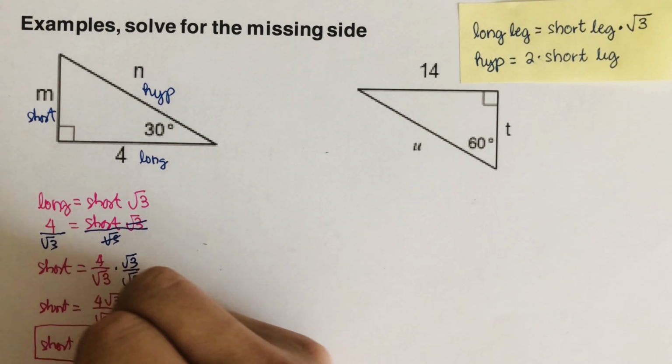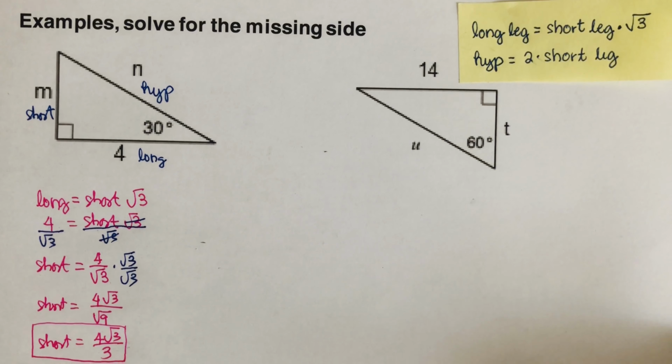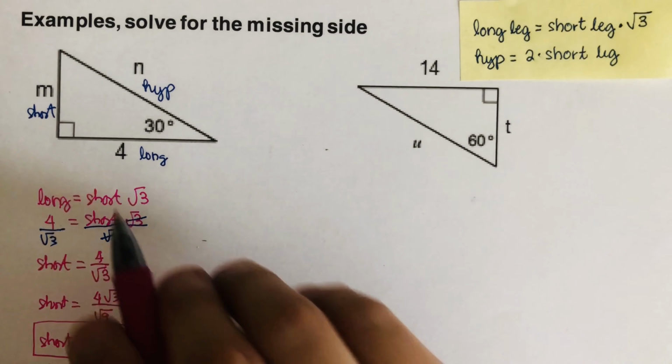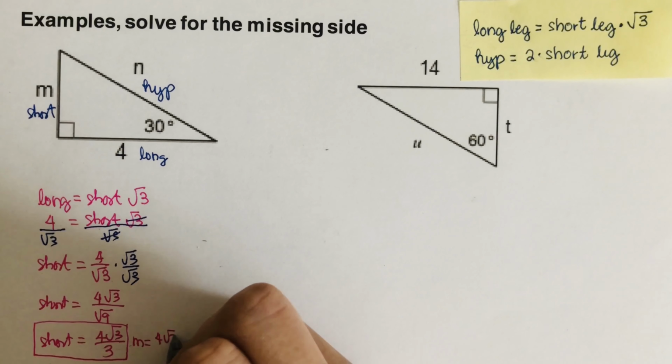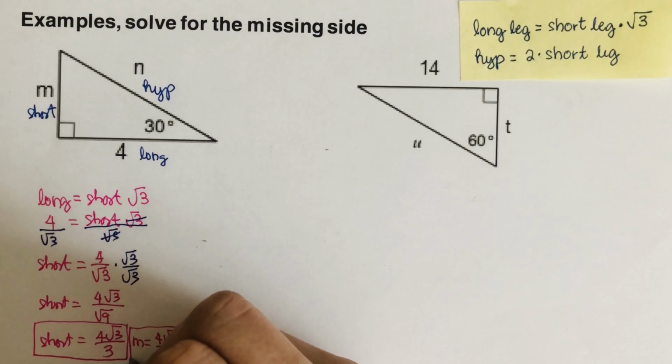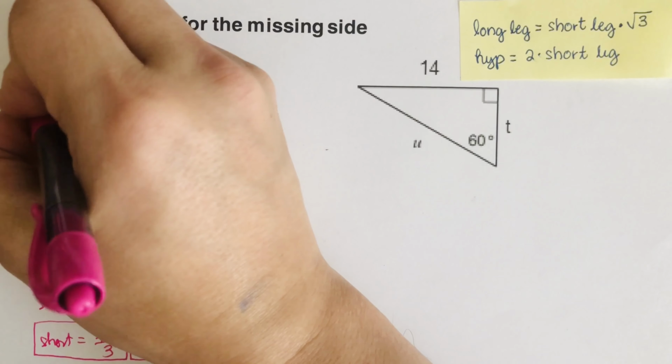Now here's the thing that others usually get stuck on. They're going to cross out the 3 and the 3. You can't do that, because this one is a square root and this one is not a square root. So you can't cross them out. Just keep it like that. The short is represented by the letter M, so M is equal to 4 square root of 3 over 3.